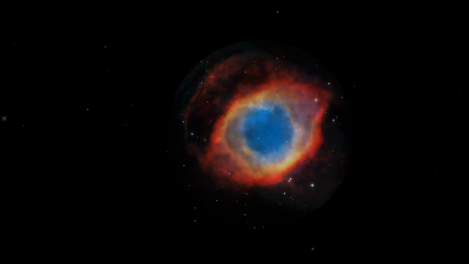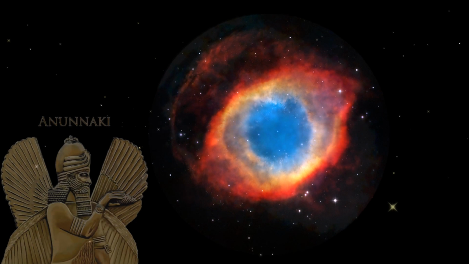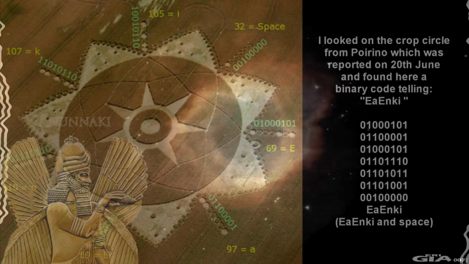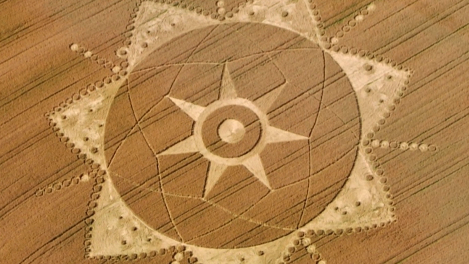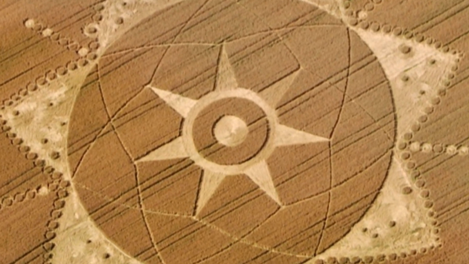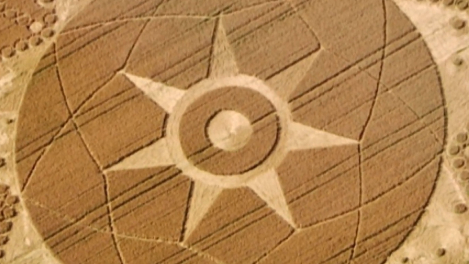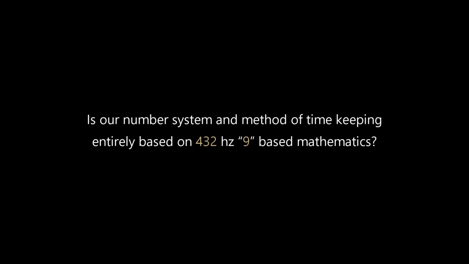Could the Anunnaki be communicating sacred knowledge through encoded crop circles? Next, let's look further into how the Anunnaki encoded the 432 Hz frequency into time itself. Is our number system and method of timekeeping entirely based on 432 Hz, 9-base mathematics?